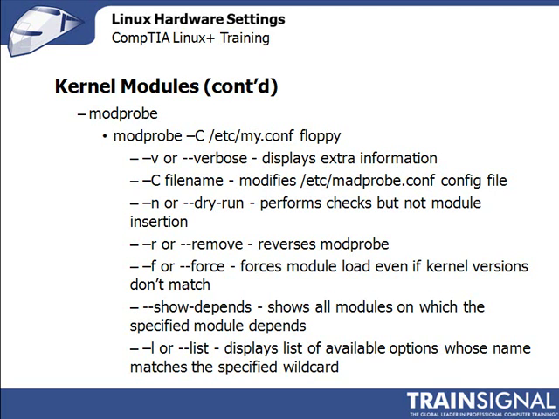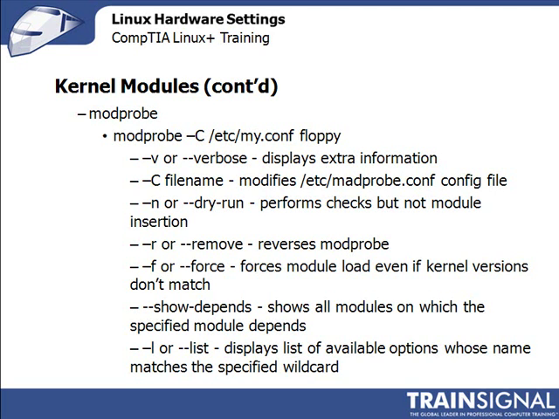The first option, dash V, should be fairly familiar by now. It will display additional information as it performs its tasks. Adding dash capital C file name, that is of the module, will allow you to modify the etc modprobe.conf configuration file. Dash N or dash dash dry dash run will perform what's called a dry run, which will perform all the associated actions without actually inserting the modules.